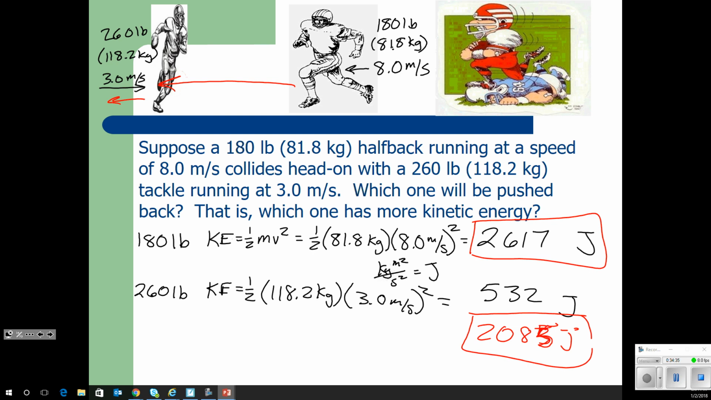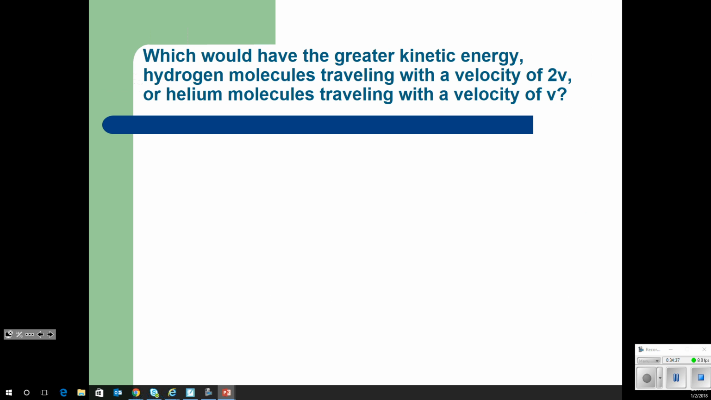All right, came close. Now we're going to do it without so much math. So we've got to think about it a little bit more. Which would have a greater kinetic energy, hydrogen molecules or helium? Now I've got to think about this. Hydrogen is H2, so the mass is going to be 2 times the mass of hydrogen, which will give me 2.016. Everybody okay with that? In grams. Traveling at a velocity, so the velocity for this is 2 times some velocity. So I'm going to have a variable in there.